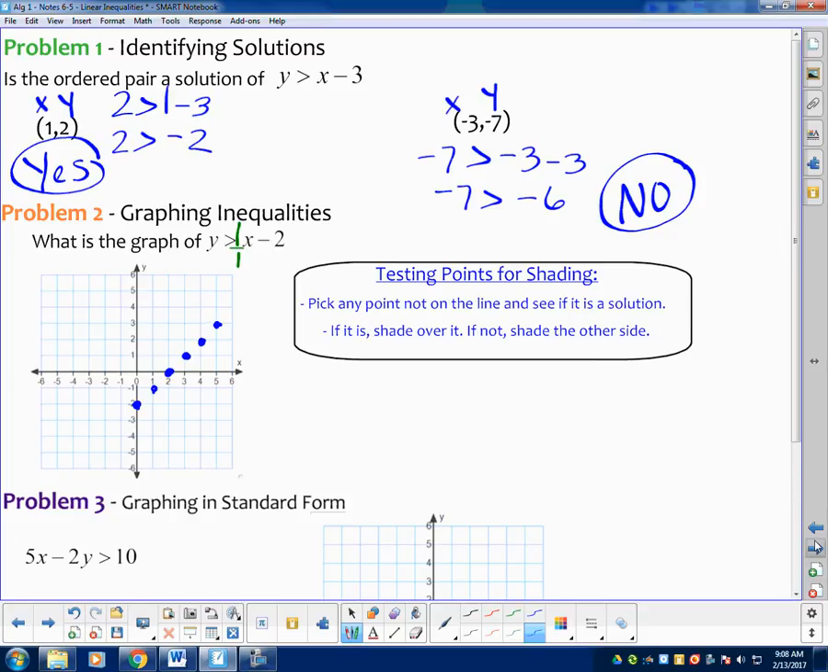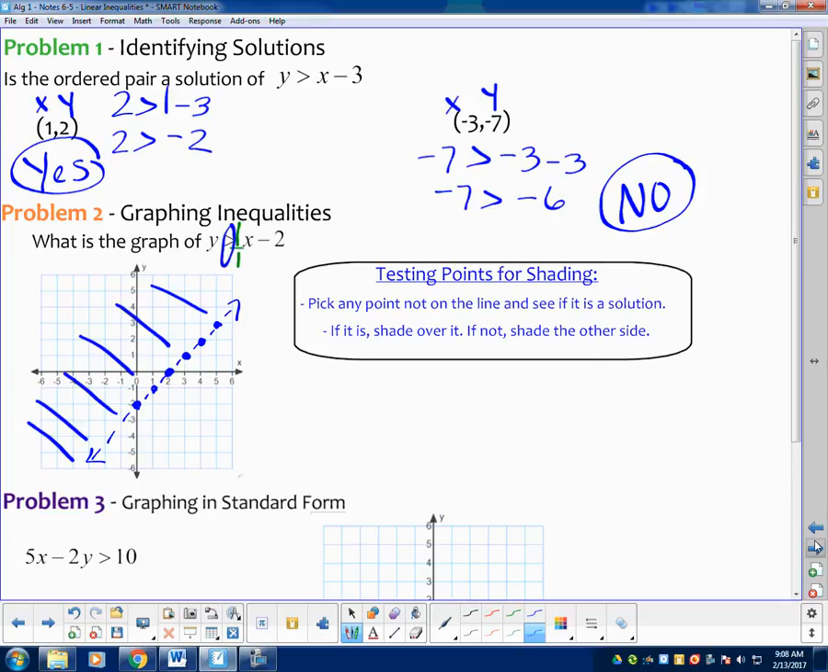Okay? So you might have to flip to the other side. I'm looking at greater than. Does it have an equal sign? No. So it's a dashed line, dotted line. And greater than, where does greater than shade? Above or below? Above. Good. That's it.